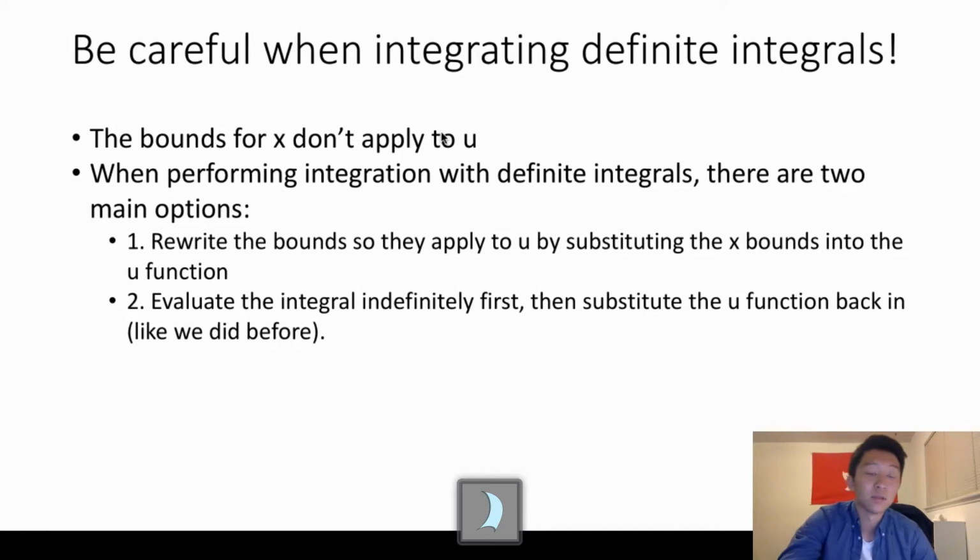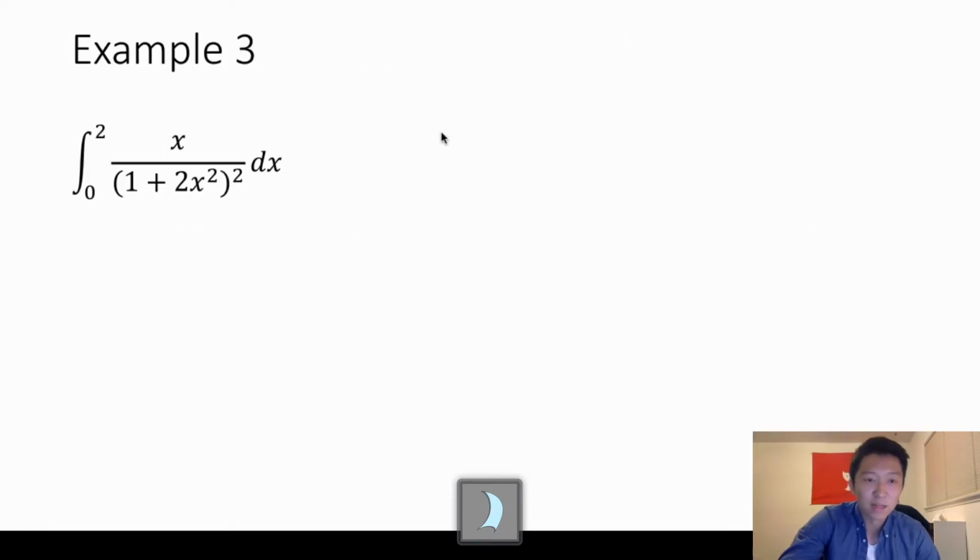But here you basically have two options when performing integration with definite integrals. You can either one, rewrite the bounds so they apply to u by substituting the x bounds into the u function, or two, evaluate the integral indefinitely first, then substitute the u function back in like we did before. So what those two mean, I'll talk about right here.